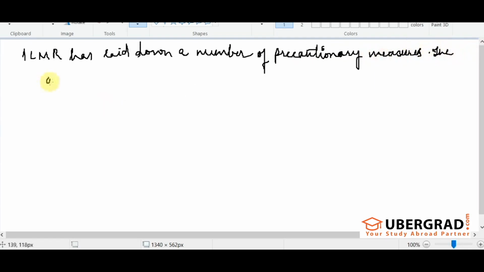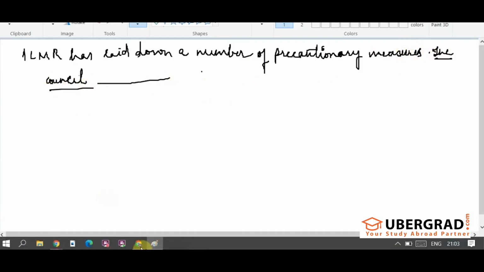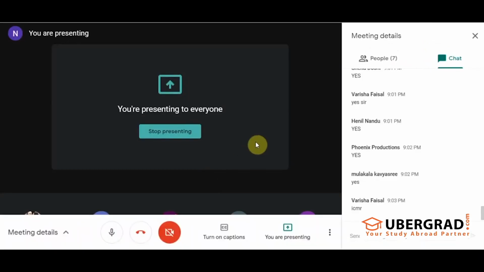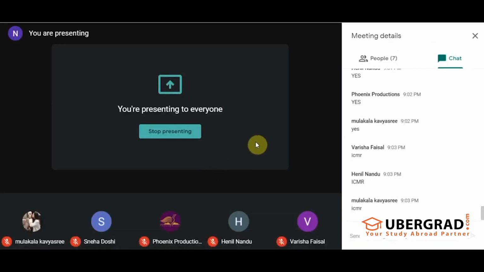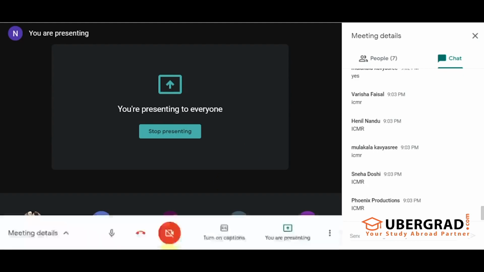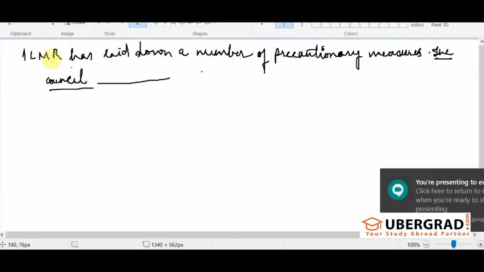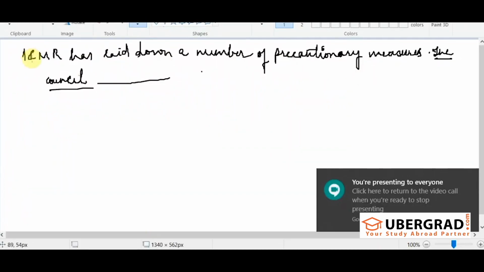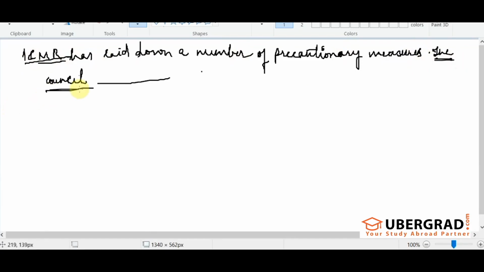The council XYZ, whatever it is. Here again, the council refers to what? Council refers to ICMR, which I have mentioned in the previous statement. So instead of repeating that word, what did I use? I used the word the council. The council means the is a definite article. Definite article means I am referring to something which I mentioned in the previous statement again, right? So this shows what I am doing is I've substituted this term ICMR with the term the council, right?